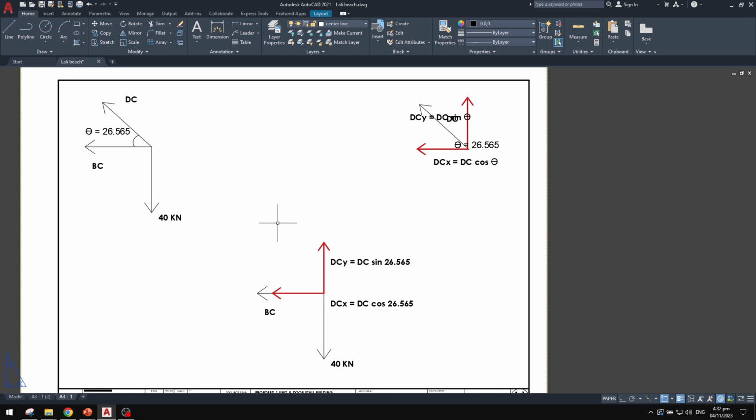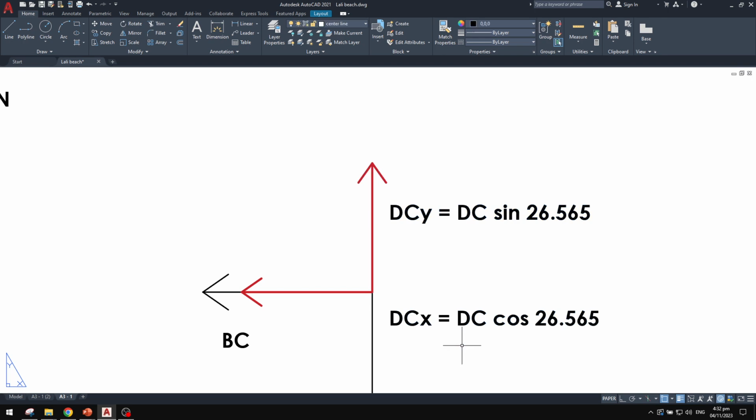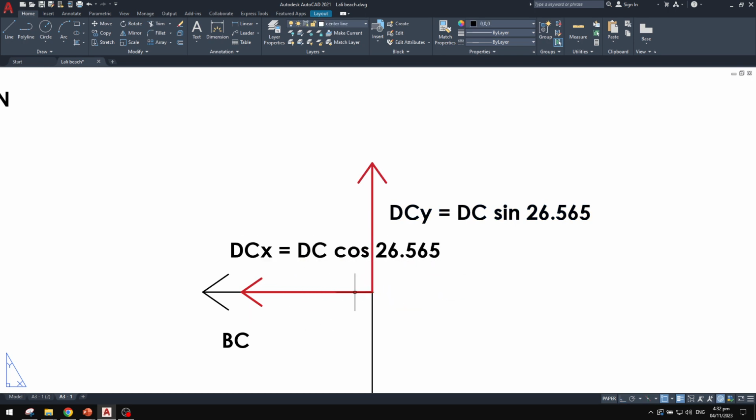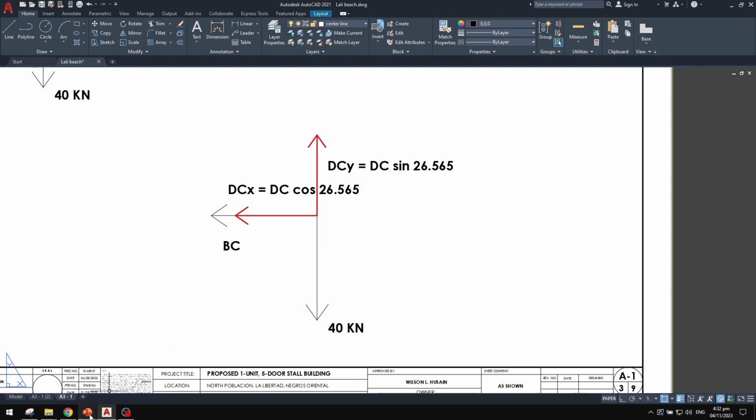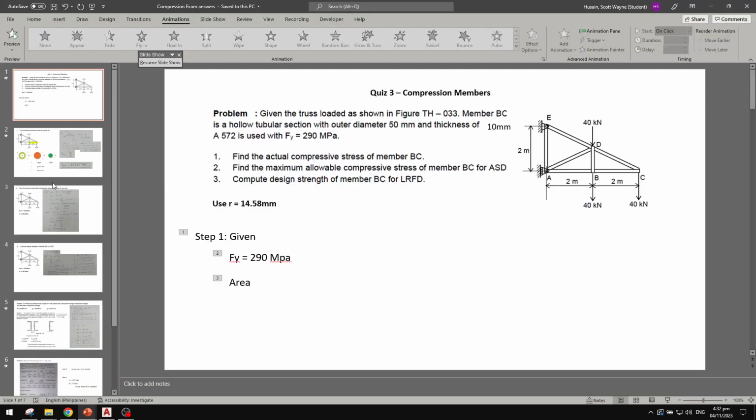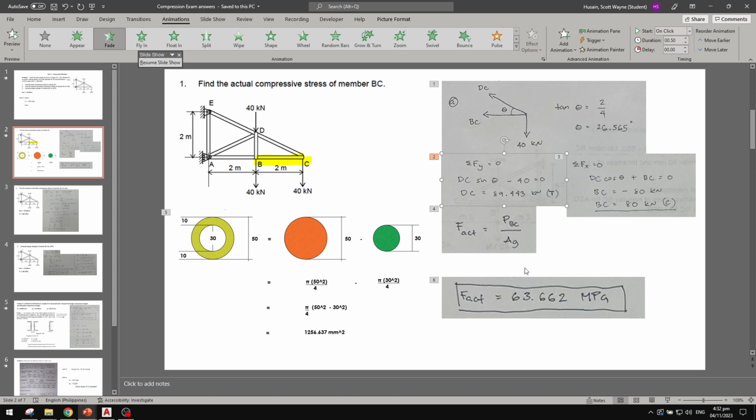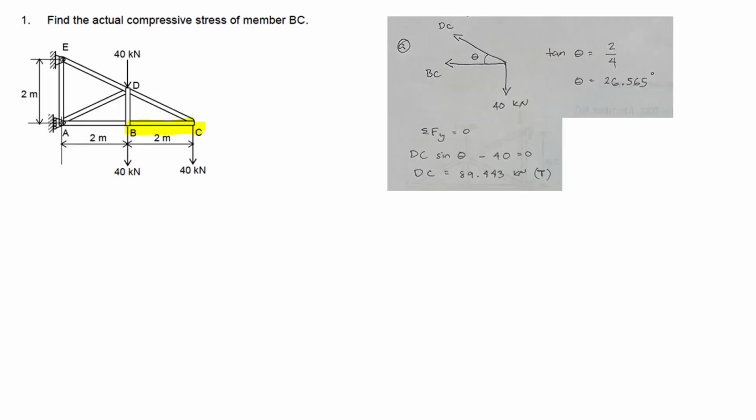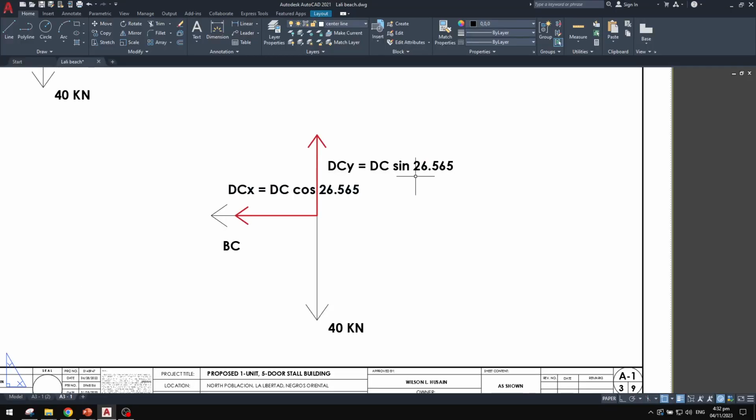Going back sa atong figure, since ang DC gi-erase na nato, gilisan nato siya og DCY and DCX, which is here. Kani siya ang DCX. We will now solve for the summation of forces along the y-axis, which is this one here.